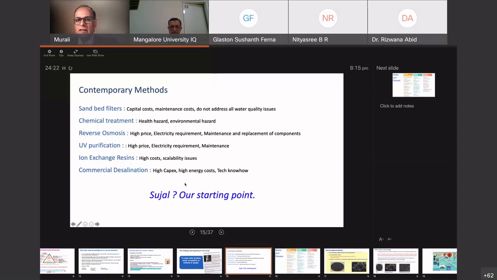None of these techniques came to our rescue. We clearly could not use any of these techniques. Everything was a big no. So we started looking at Sujal a lot more seriously.